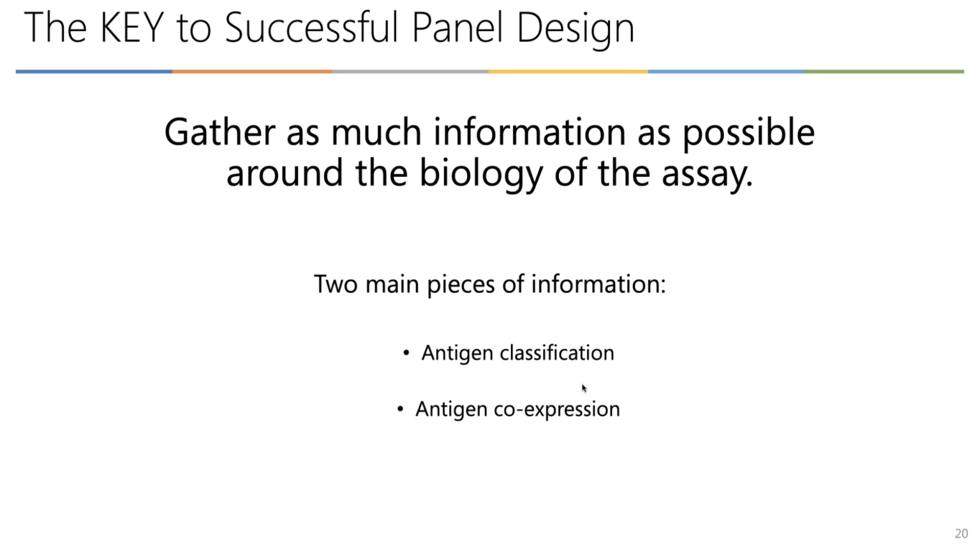And the other piece of information that we need is antigen co-expression. Now, lots of you might be thinking, there's no way I can find this information. This is too complicated. It is not. You will be surprised at the information that is already available in your lab, in the literature, through flow cytometry reagent vendors. There's tons of information out there that can easily help us to get these two pieces of information.